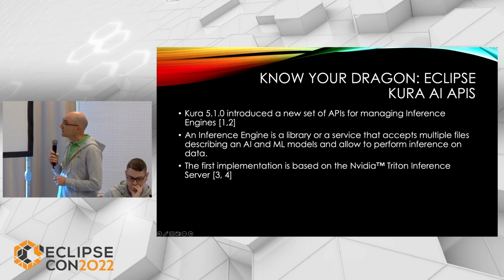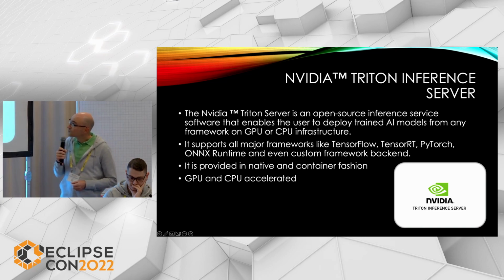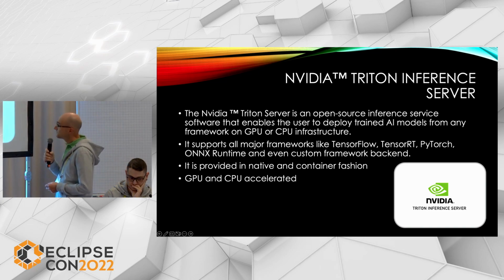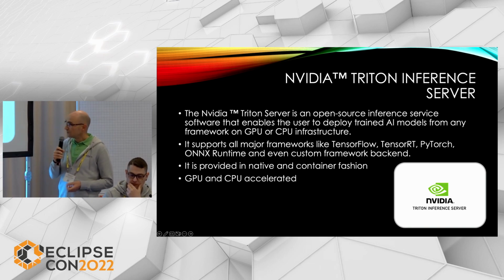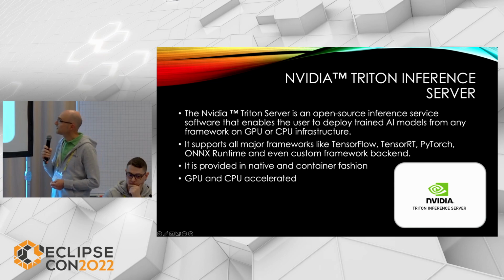The first implementations of these new APIs are based on the Nvidia Triton Inference Server, a new open source service developed by Nvidia. It enables the user to deploy machine learning models. It supports all major frameworks like TensorFlow, TensorRT, and so on, and it also enables GPU and CPU acceleration.